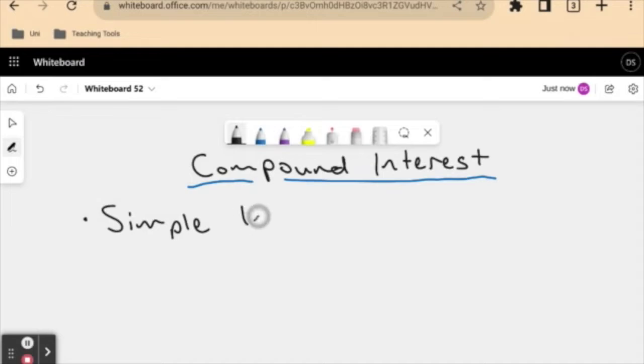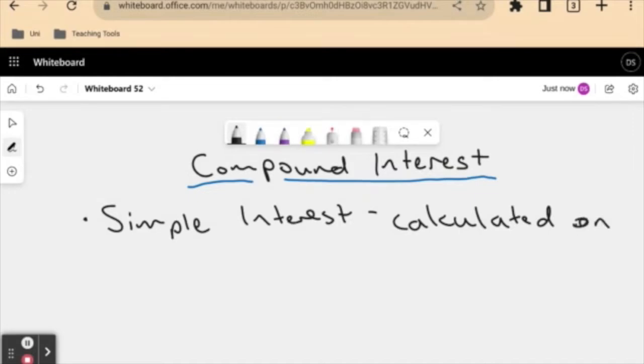So for simple interest, this is essentially calculated on the principal. We introduced that word principal, which essentially just meant the original amount.